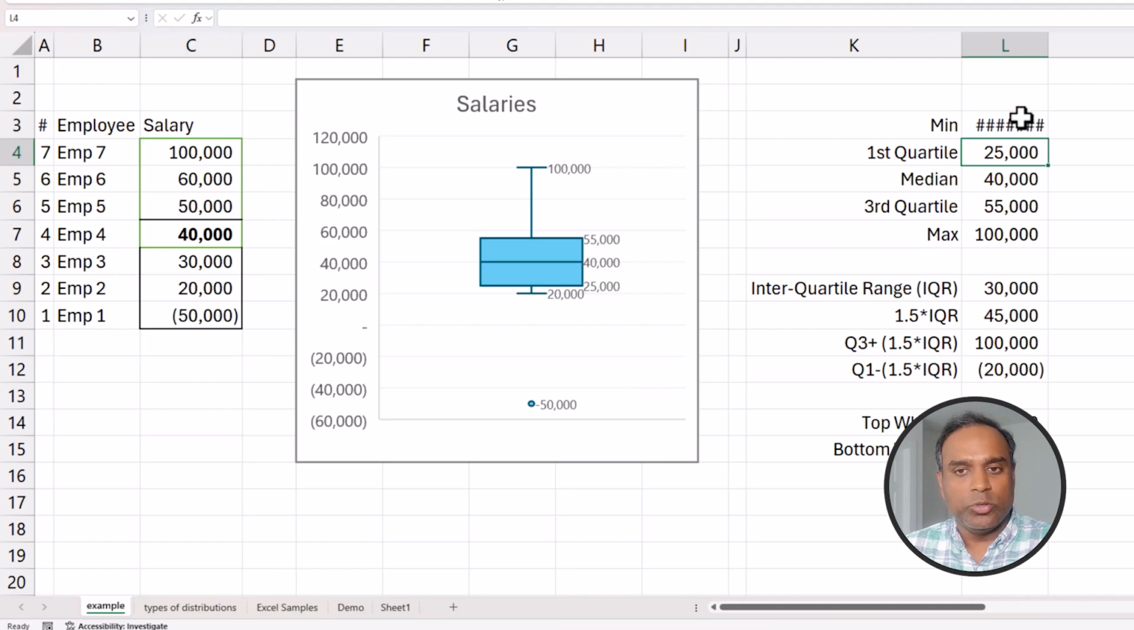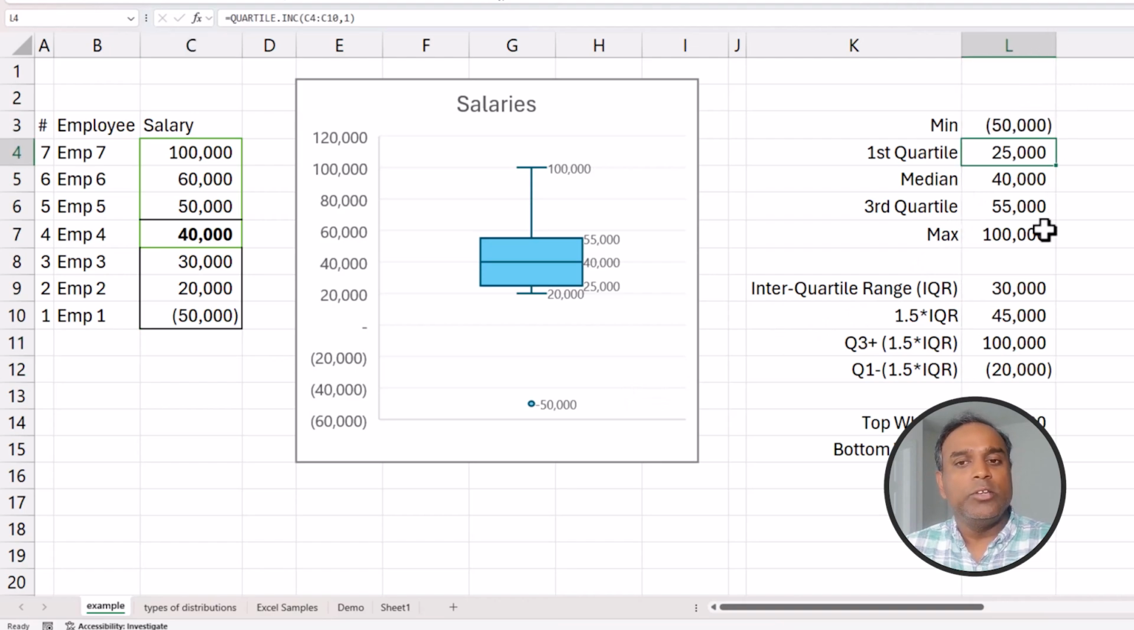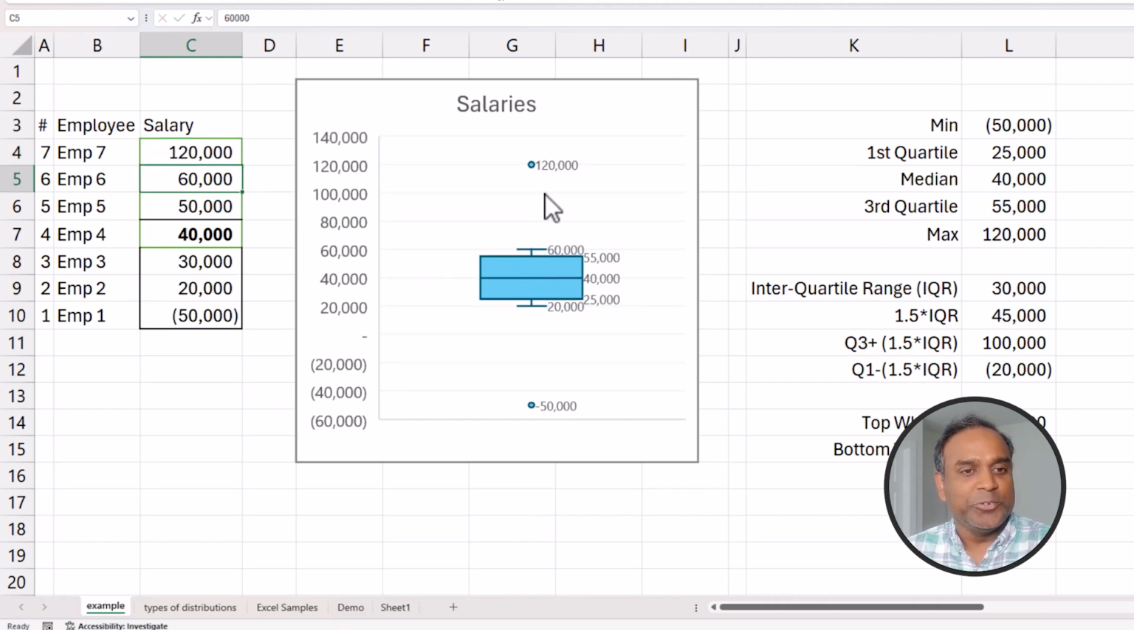Now, an important thing to note here is, when you have these outlier points, what happens to these whiskers? So let me again put another value on the top. You will see that there are two outliers, one on the top and one on the bottom, but still the whiskers are stopping at 60,000 and at the bottom it is 20,000. The reason is that these whiskers will always be actual data points.